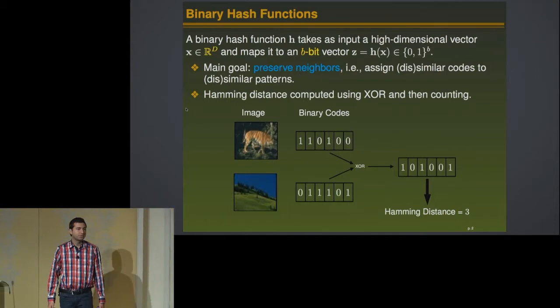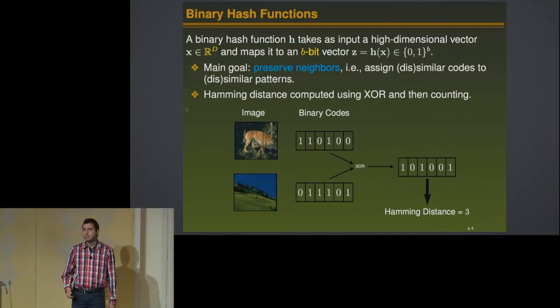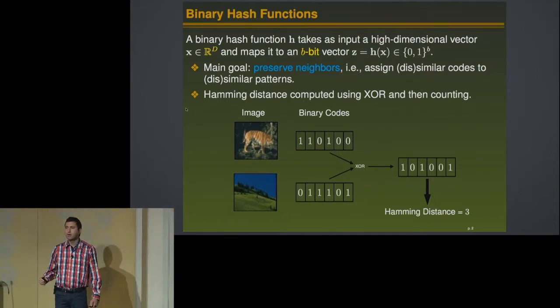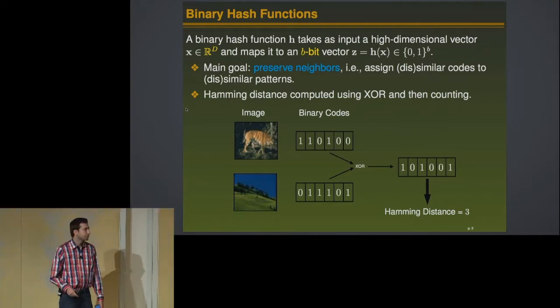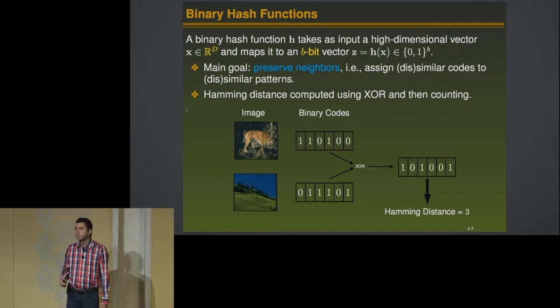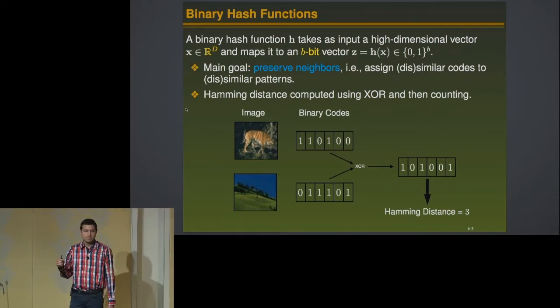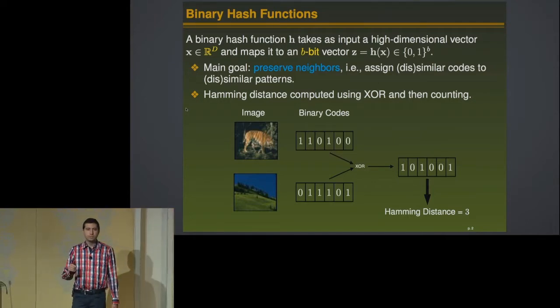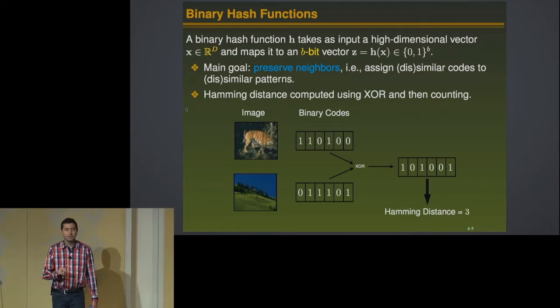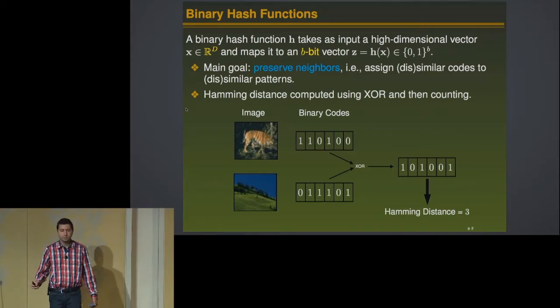What is a binary hash function? A binary hash function takes a point x in high-dimensional space and generates binary codes of length b for us. The main goal of the binary hash function is to preserve the neighborhood. So if 2 points are similar in the original space, a good binary hash function has to assign similar binary codes to them. If 2 points are dissimilar in the original space, a good binary hash function has to assign dissimilar binary codes to them.